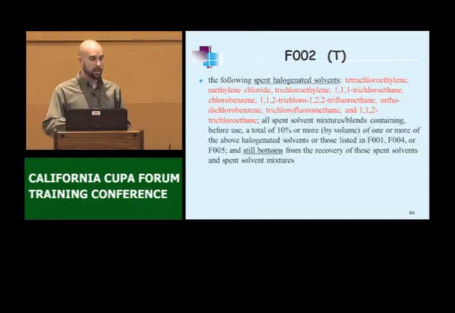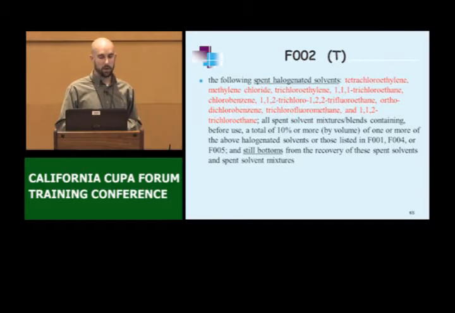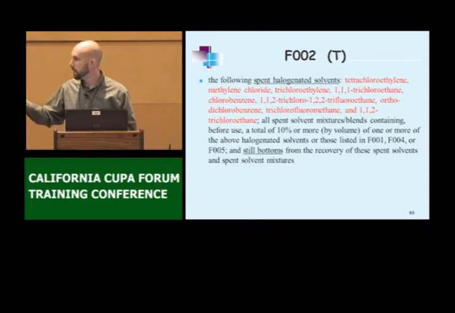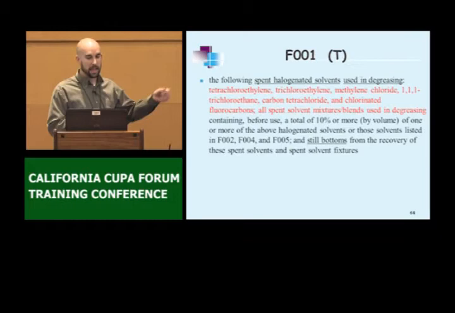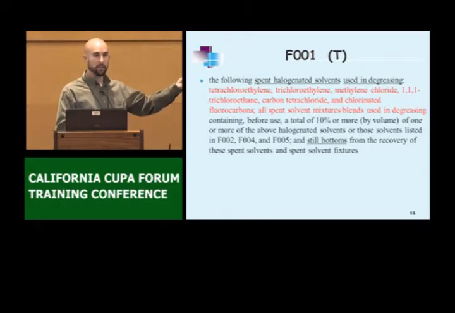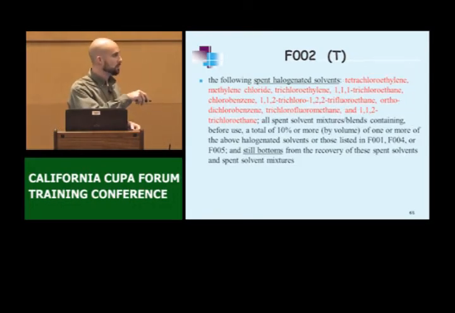Here, in F002, you can see spent halogenated solvents. And if you go back, well, before we go back, you can see the tetrachloroethylene, methylene chloride, trichloroethylene. Those were on the previous list. So if you go back and you're paying attention to the top line here, spent halogenated solvents used in degreasing. Used in degreasing is gone now.